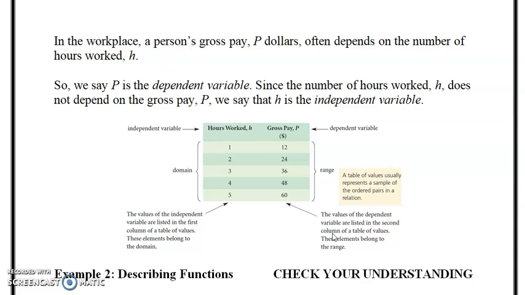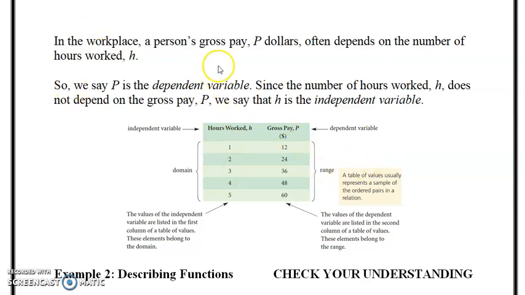Gross pay is how much you make. So basically, you multiply the number of hours you work by your rate of pay. So if you make $15 an hour and you work 4 hours, 15 multiplied by 4 is 60. So you earn $60. Okay.